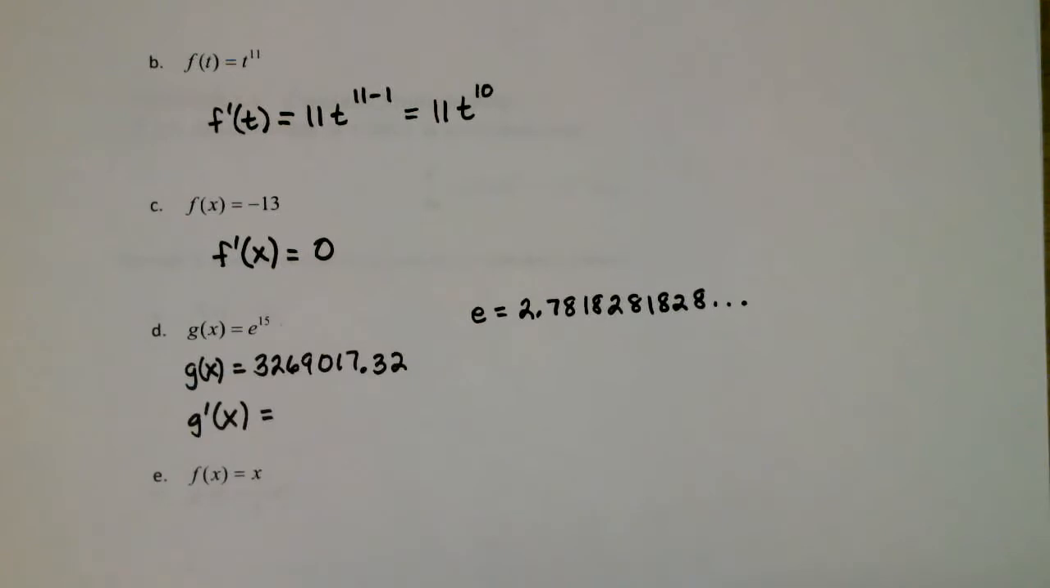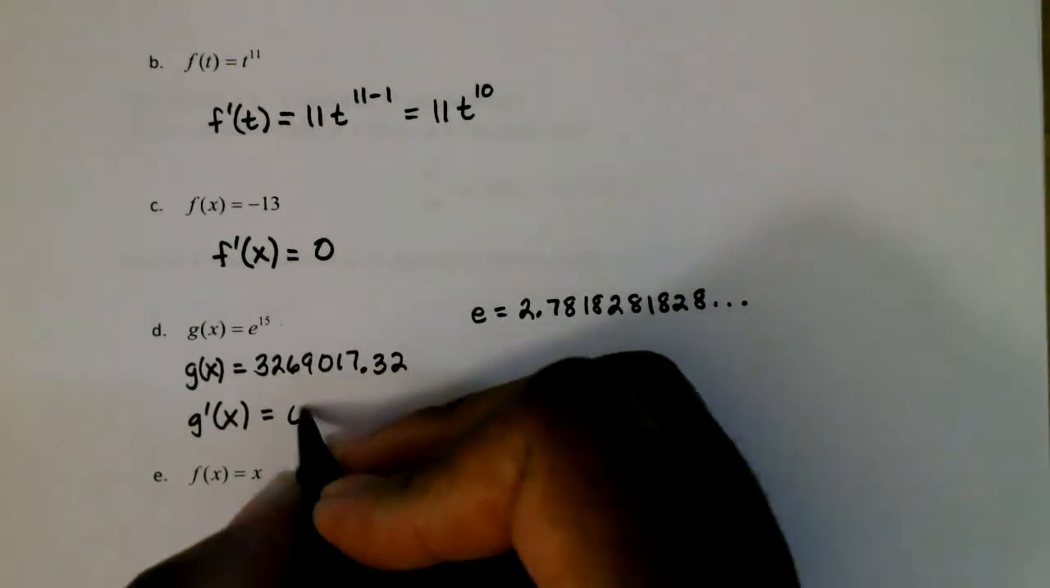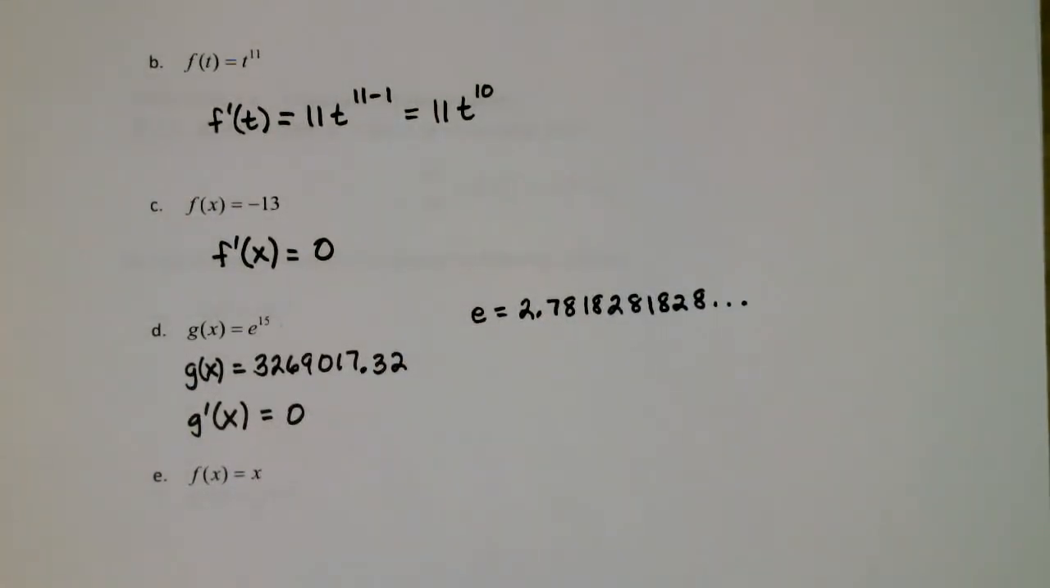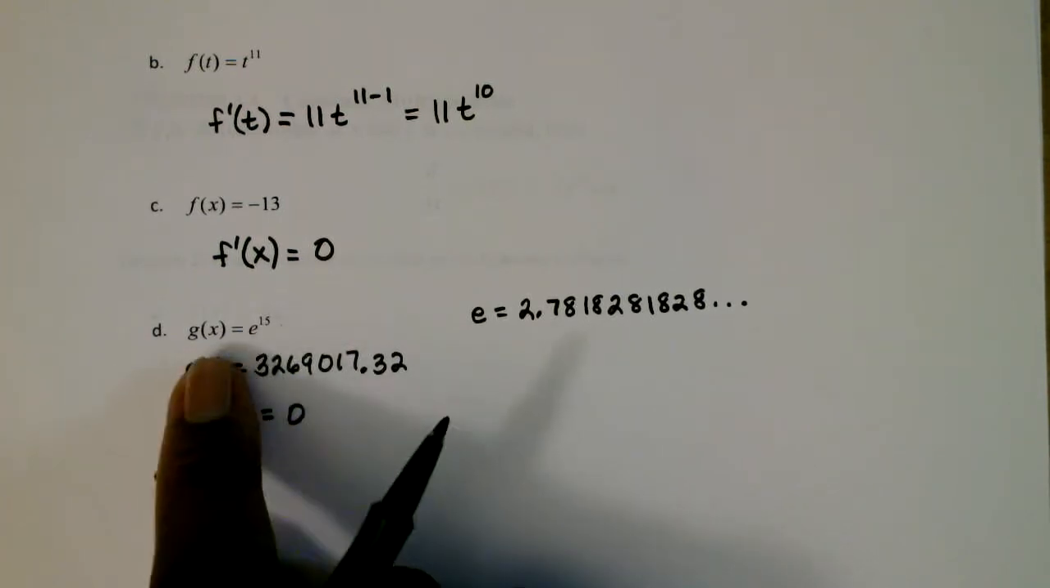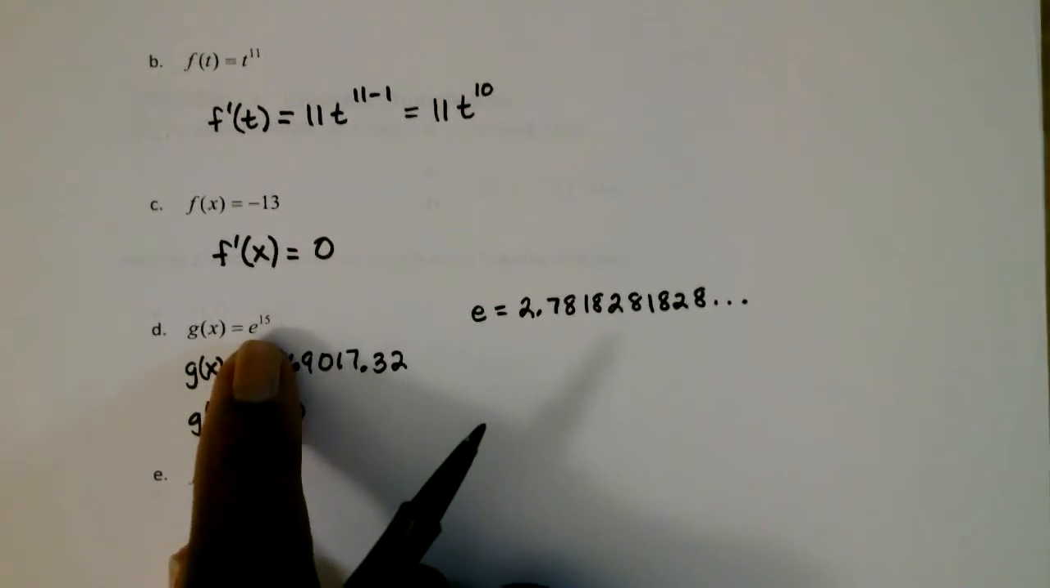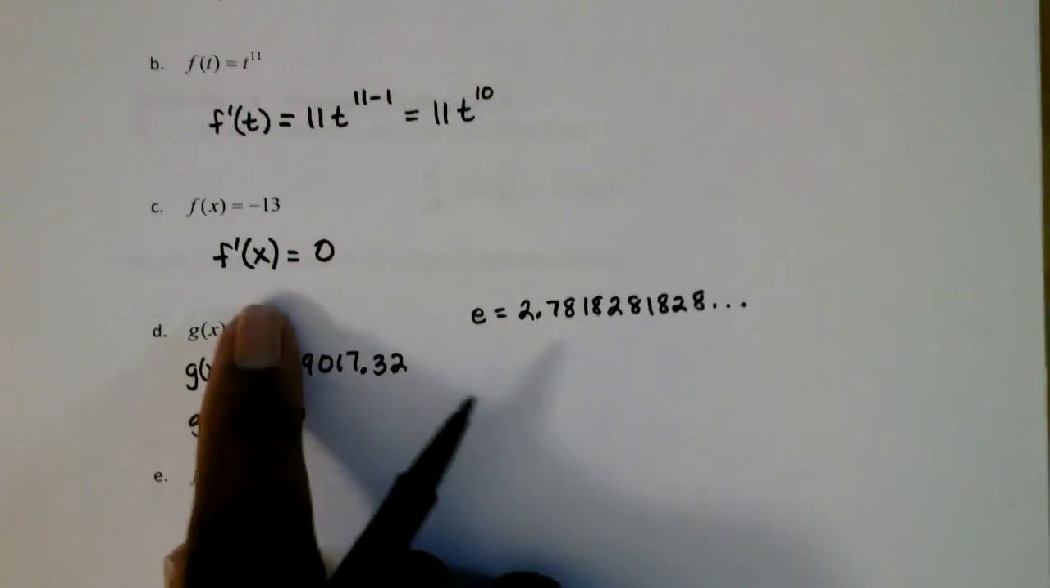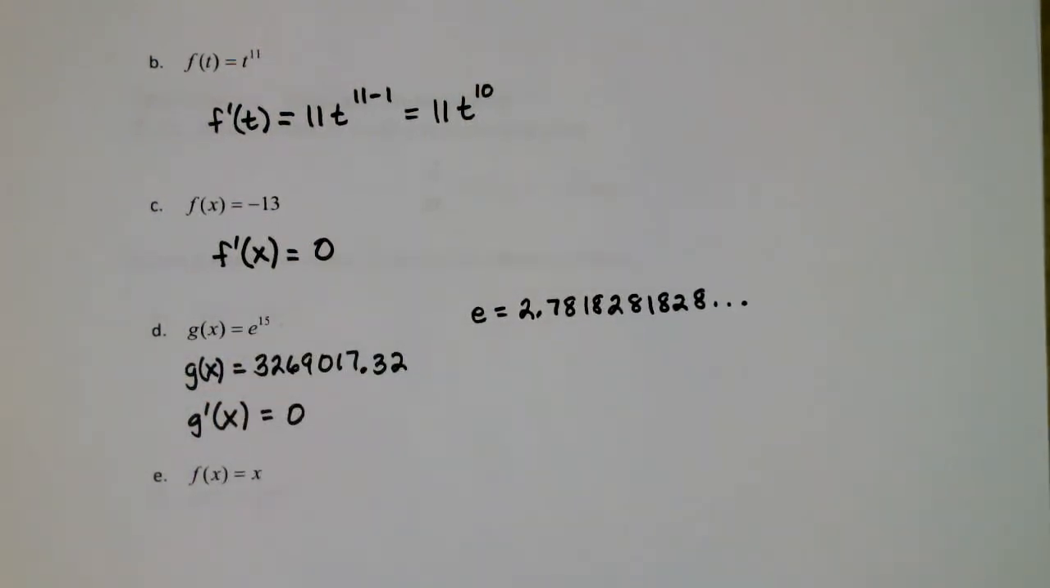In this case, the derivative of any constant is 0. So g prime of x is 0. So the derivative of g of x equaling e to the 15th is 0. Okay. So here, this e is not a variable, because here g of x doesn't have an x in it at all. So your e is your constant, and the derivative of a constant is 0.